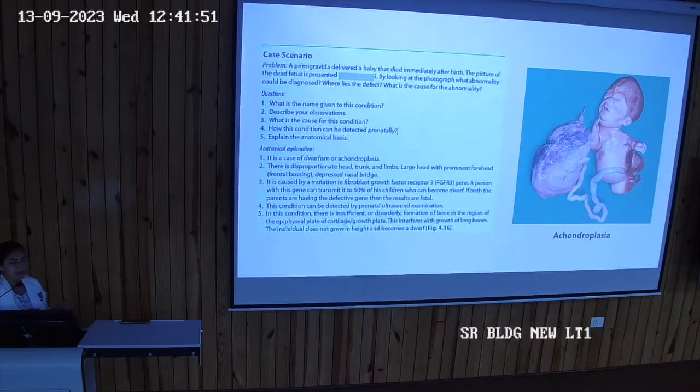So this condition can be diagnosed during the prenatal examination, prenatal ultrasounds. And why is it occurring? It is occurring because of the mutation of FGFR3. So this is all in the bone and cartilage.